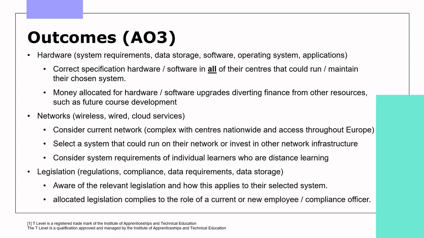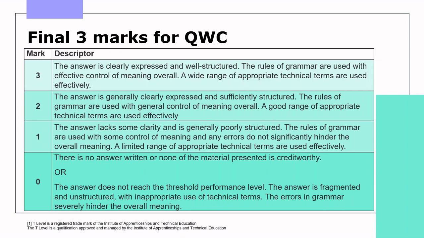So let's have a look at those bits now. And as mentioned earlier, these quality of written communication marks are independent of the content marks. So students could actually have written a completely inaccurate and factually incorrect answer, but still gain 3 marks if the response is well written, with good structure, layout, and care taken with grammar and punctuation.